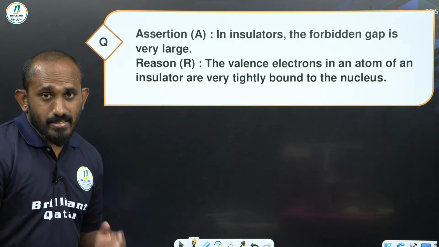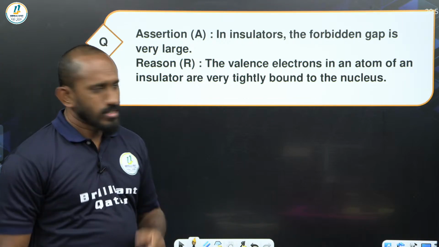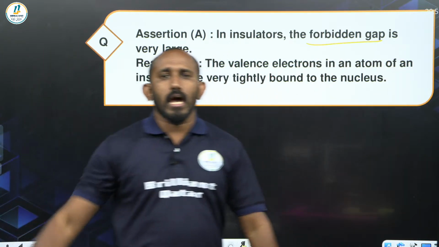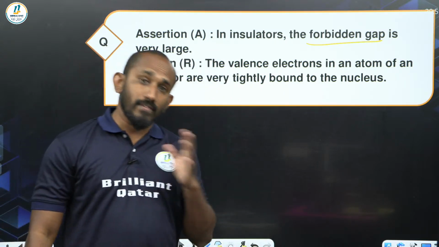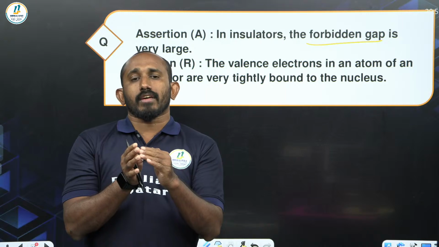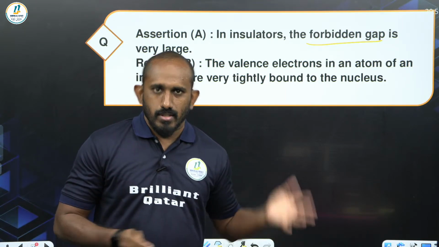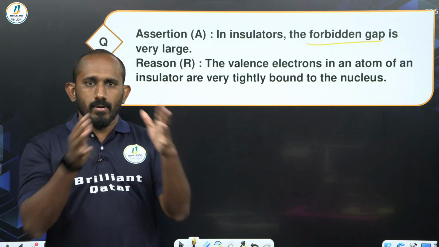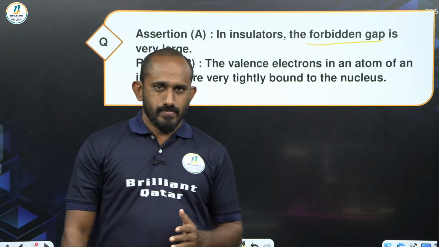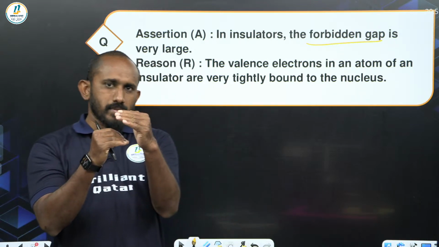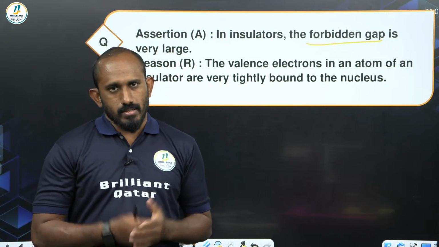Assertion, again assertion reason type. In insulators, the forbidden gap is very large. You know the forbidden gap or energy gap between two bands, valence band and conduction band, is very large for insulators. So a valence electron can never come to the conduction band in insulators, and so they are always insulators. In conductors, there is no energy gap, they are overlapped, so most of the electrons in the valence band are conducting. In semiconductors, a small gap is there. When heated, they get energy and can come to the conduction band. That's the logic we have.